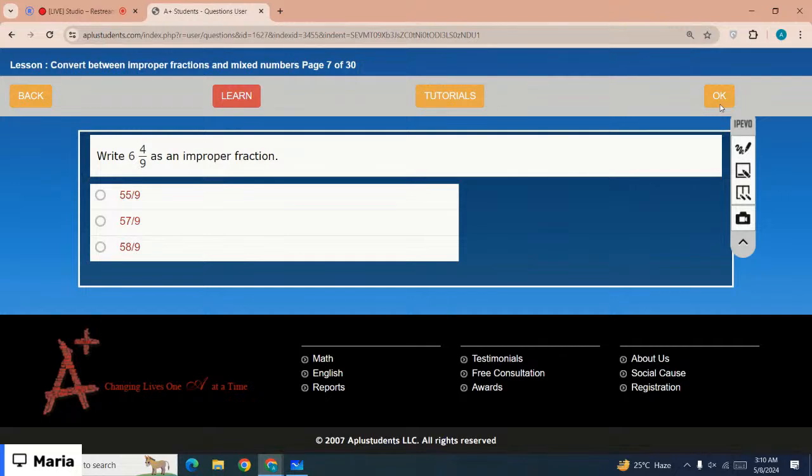The correct option is 58 over 9. The correct option is 58 over 9.